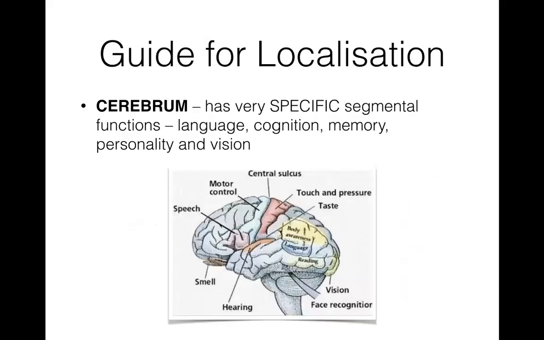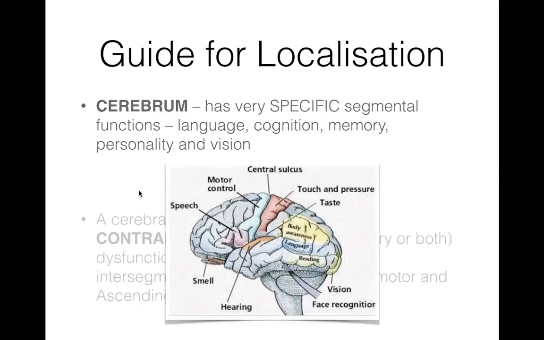One of the supratentorial structures would be the cerebrum. If there's a lesion affecting the cerebrum, it can affect any of the following functions of the cerebrum. This would include language, cognition, memory, your personality, and even your vision may be affected if the cerebrum is affected by a lesion.